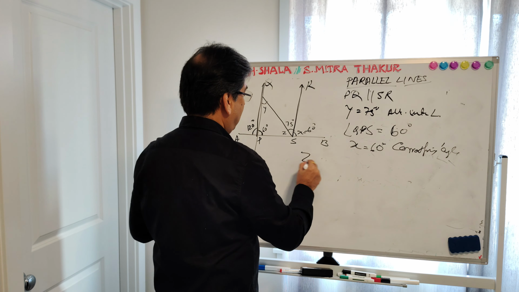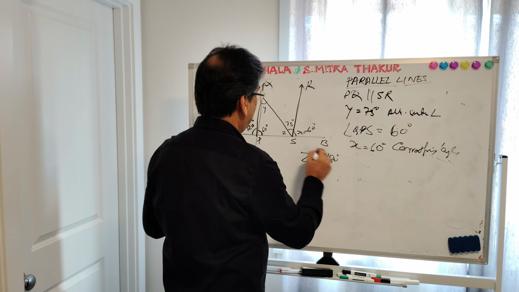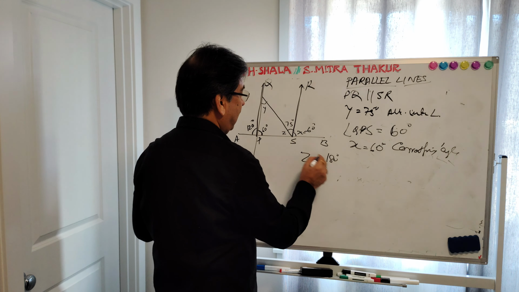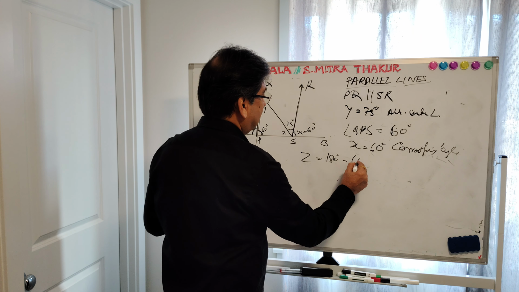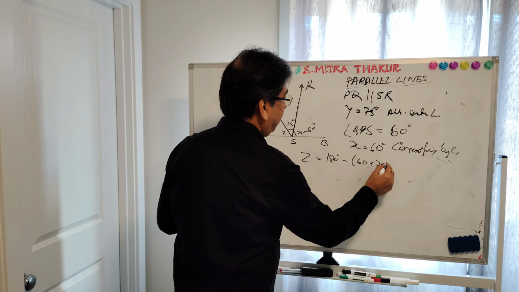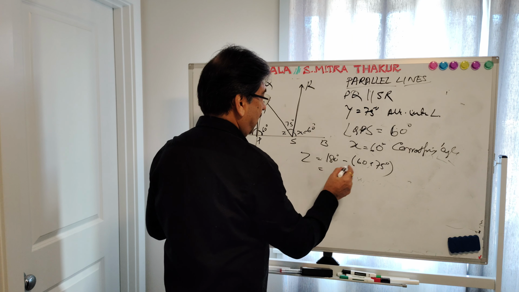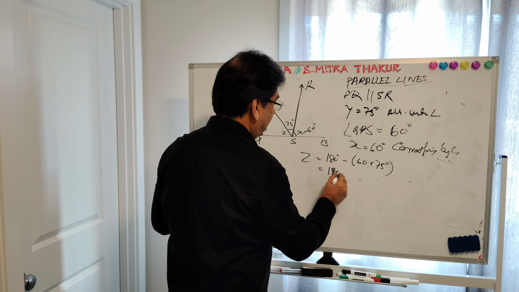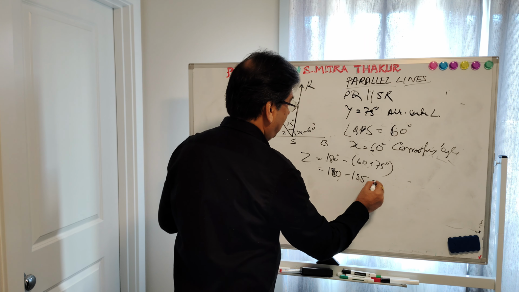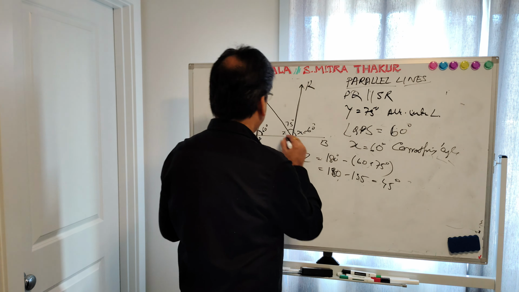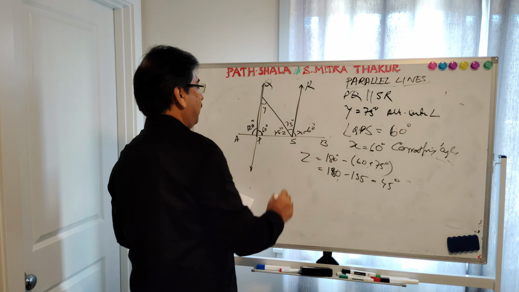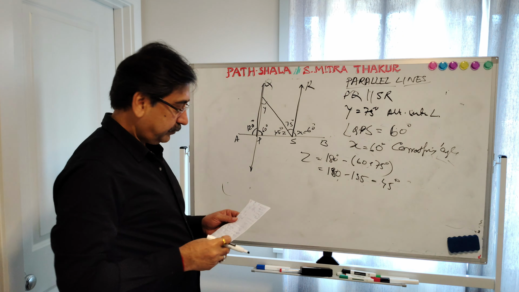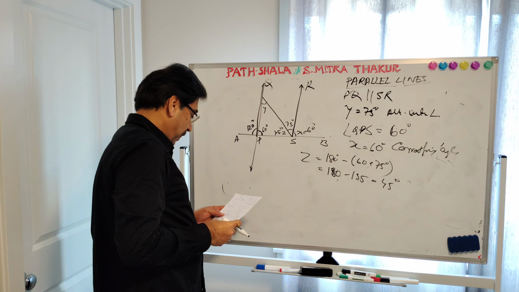So Z will be, the total angle is 180, a straight line angle. 180 minus 60 plus 75 degree. So 60 and 75 is 135 degree. 180 minus 135, that is 45 degree. So Z is equal to 45 degree. Right? This is the mathematics here.